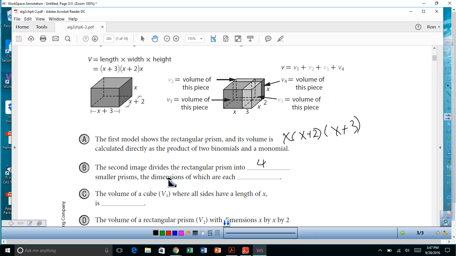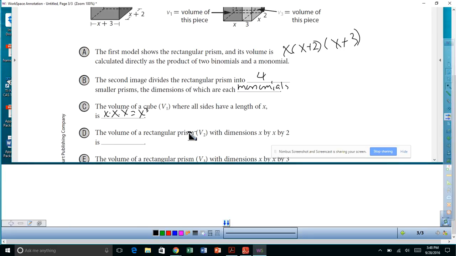The second image divides the rectangular prism into four smaller prisms, the dimensions of which are monomials, like x and 3 and 2. The volume of a cube V sub 1, where all the sides have a length x, is x times x times x. That would give you x cubed. The volume of a rectangular prism V sub 2 with dimensions x by x by 2 would give you x times x times 2, which is 2x squared.